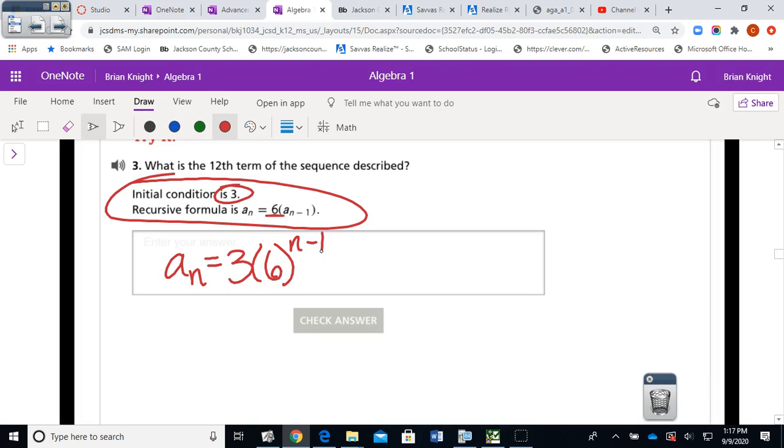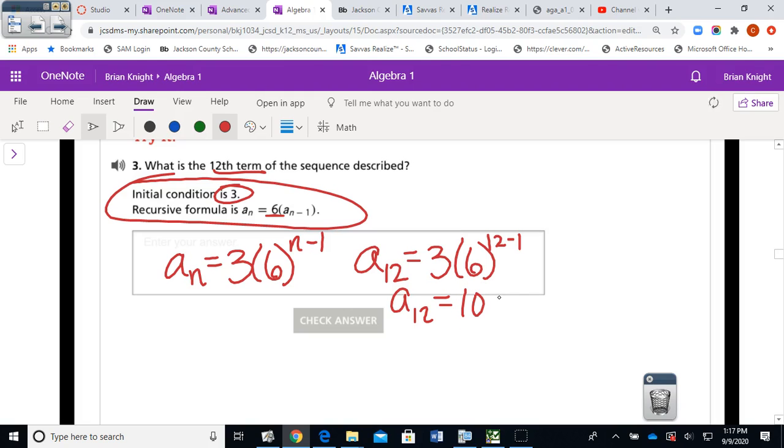So there's my formula. I just plug in what for n? I'm looking for the 12th term. So a sub 12 equals 3 times 6 to the 12 minus 1 power. Make sure you do the exponent first. That's a big number. What is it? 1,088,391,168.